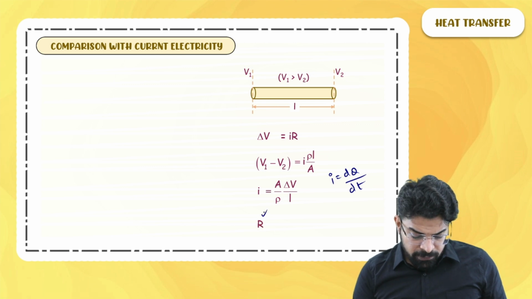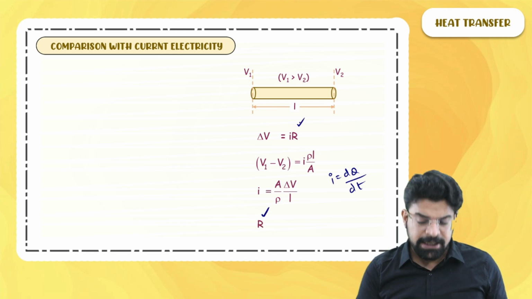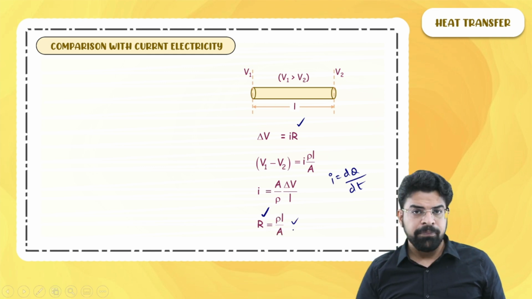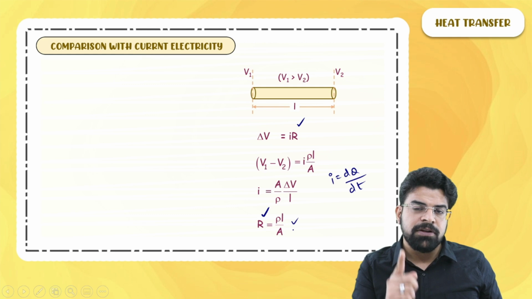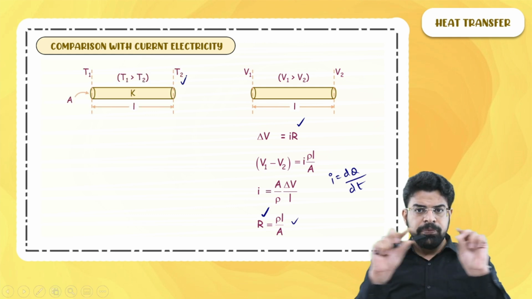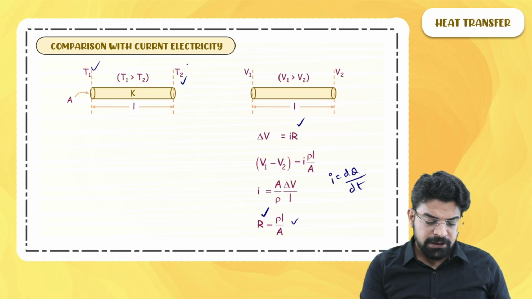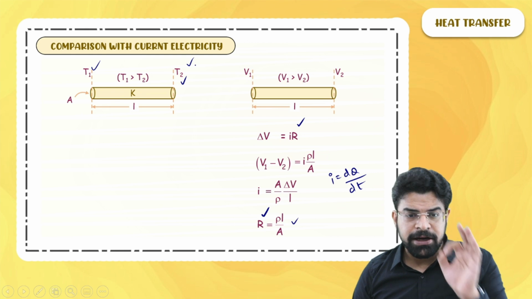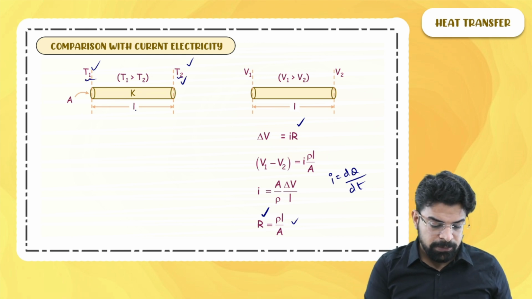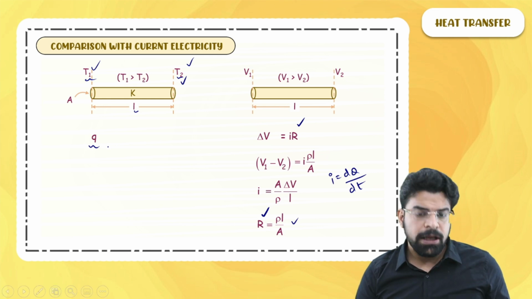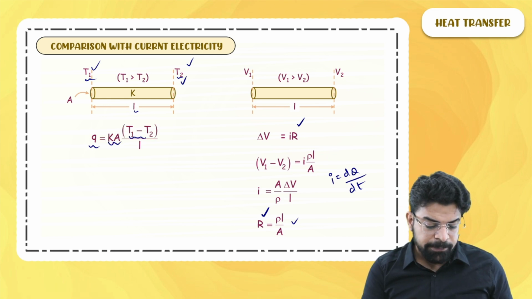Now, I want you to remember that the resistance of this particular conductor is given by rho L by A. And how do we compare this with Fourier's law of heat transfer? So now think of the rod. On the left hand side temperature is T1, right hand side temperature is T2. It is a uniform rod, so the temperature gradient will be simply T1 minus T2 by L. You will say the rate of heat flow, small q, equals Ka times temperature difference T1 minus T2 by L.